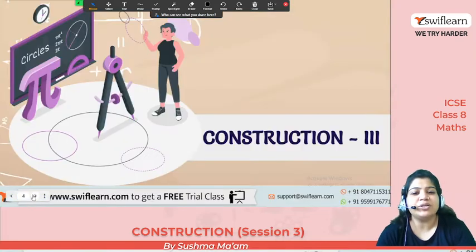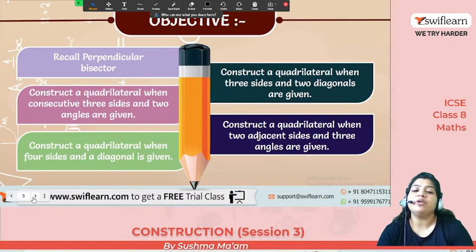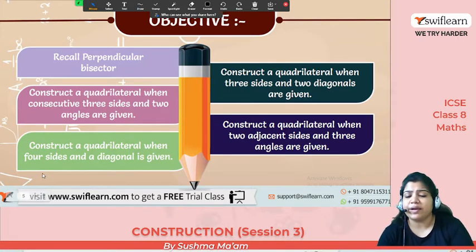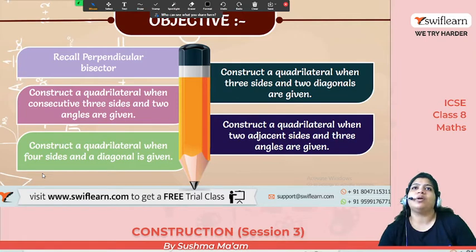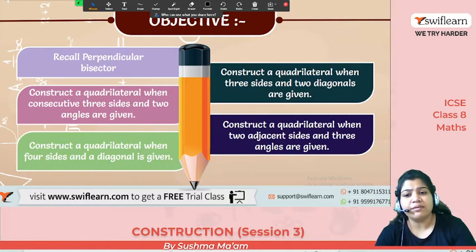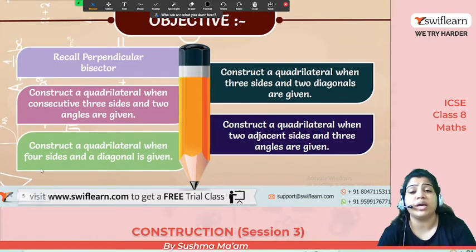So let's continue our today's class, construction 3. What we are going to learn, as I already told you, is constructing quadrilaterals. So first we are going to recall the perpendicular bisector, which we already learned in the last session, and construct a quadrilateral when consecutive 3 sides are given. There are actually 3 cases. What are the conditions when we are constructing a quadrilateral? When 3 sides and 2 angles are given, when 3 sides and 2 diagonals are given, when 4 sides and a diagonal are given, and the next one is when 2 adjacent sides and 3 angles are given. So what can we do in that case is how we are going to construct these quadrilaterals.